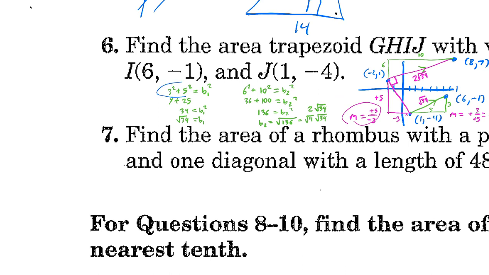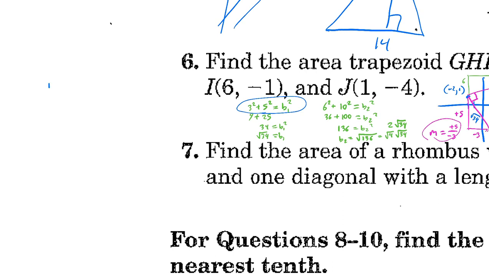It's the same 3 and 5, and so we get the same root 34 for that length because we went over 3 and 5, which is the same triangle we just did right there. So now we've got a right trapezoid where these are both right angles, these are parallel. This is root 34, this is root 34, and this is 2 root 34.